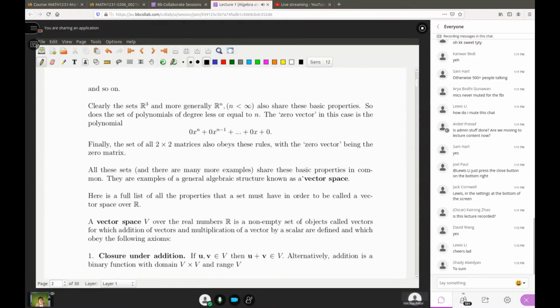Now let's move on to R3. R3 has almost identical structure. The set R3 or any Rn for n not infinity share these basic properties. So does a set of polynomials of degree less than or equal to n.